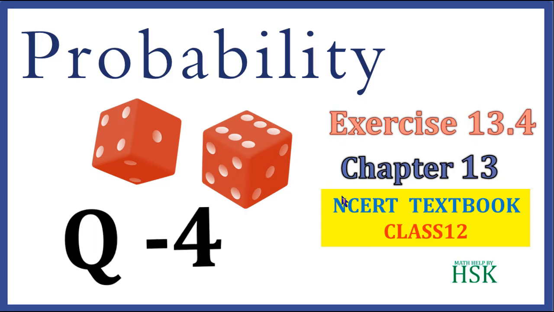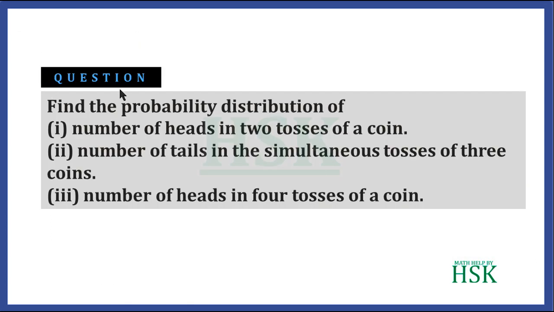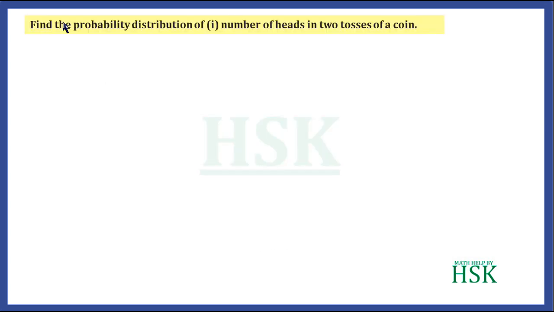This is question number 4 from exercise 13.4 from the chapter Probability. In this question we have to find the probability distribution in these three parts which are given to us. In the first part, we have to find the number of heads in two tosses of a coin. So let us begin this question.